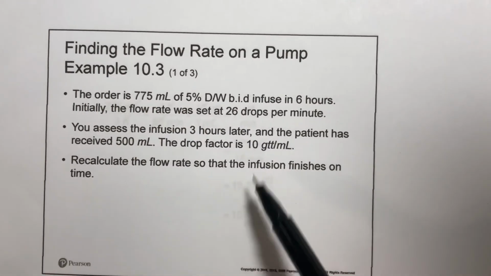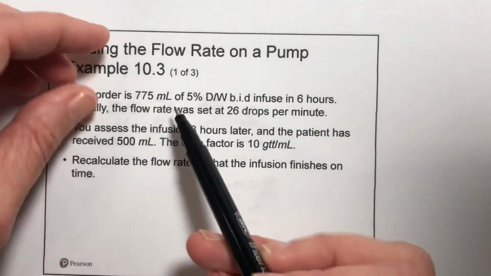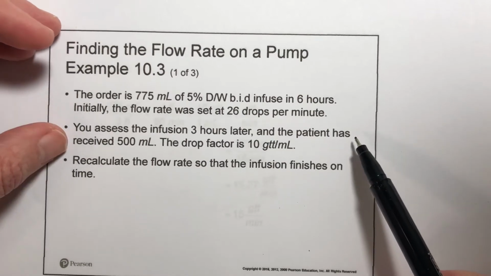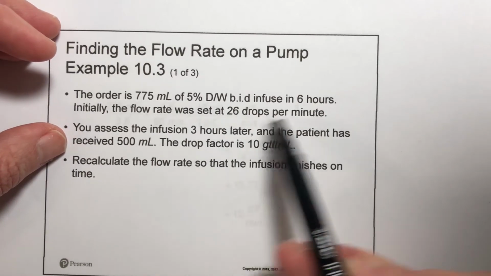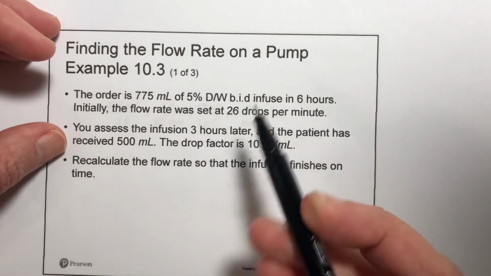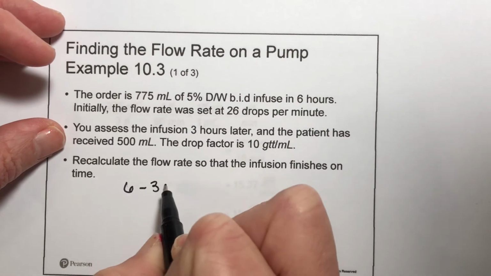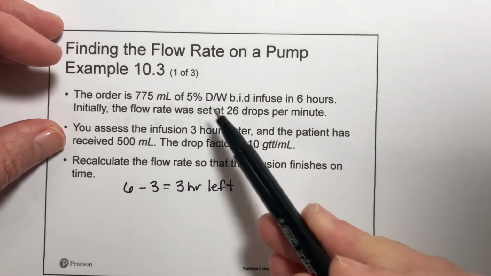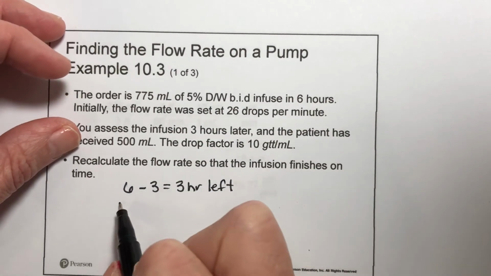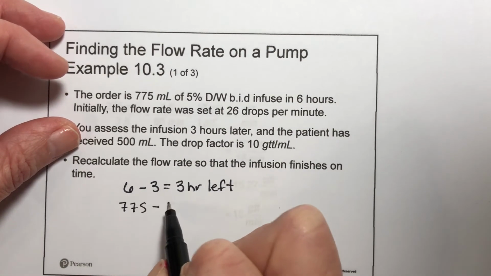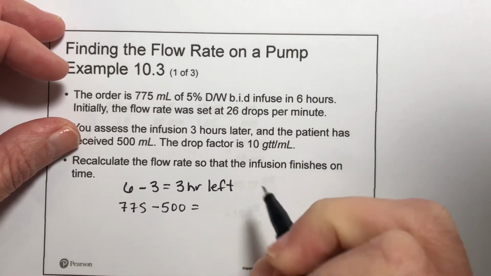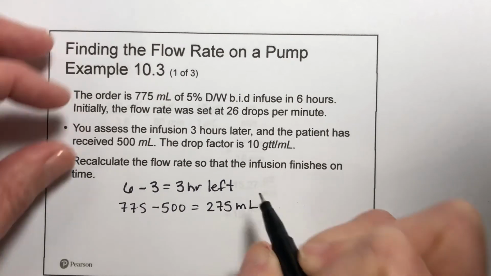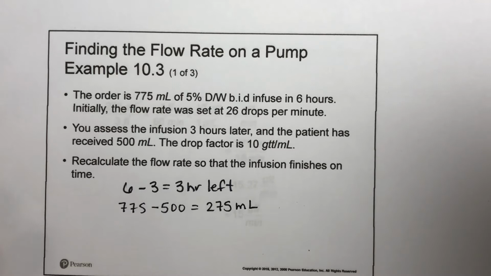Now, this has a lot of information in there. What you need to realize is basically this is our problem. We need to figure out how much we have left, and then we can use the 3 hours we have left because it was 6 hours total. We've used 3 hours. So we have 3 hours remaining. And then we need to do the same thing but with the amount of fluid we had. We started off with 775. We have used 500. So what we have is 275 milliliters left to go. Okay?